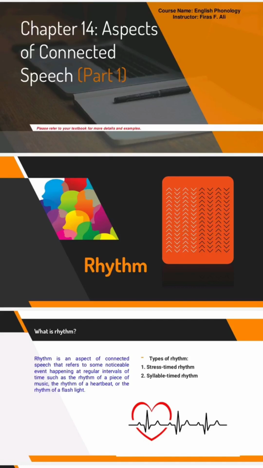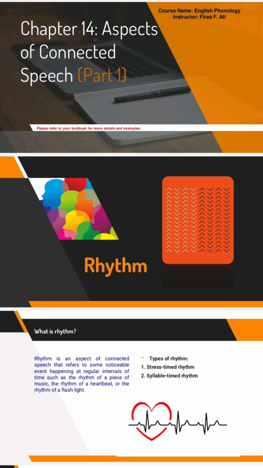Rhythm is an aspect of connected speech that refers to some noticeable event happening at regular intervals of time, such as the rhythm of a piece of music, the rhythm of a heartbeat, or the rhythm of a flashlight. By connected speech, we mean that kind of speaking style usually adopted by speakers when they have normal conversations. It's also called a conversational speaking style or casual speech.